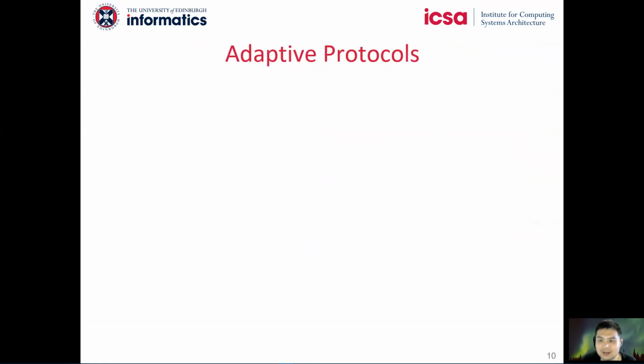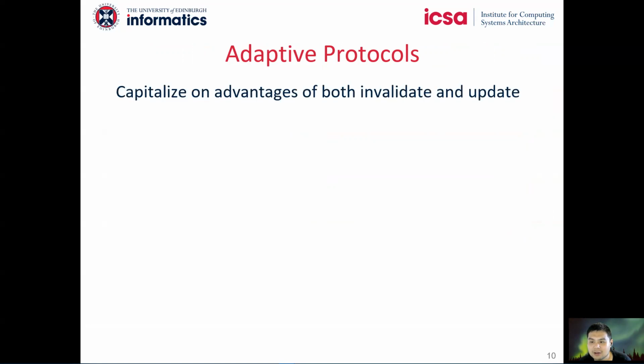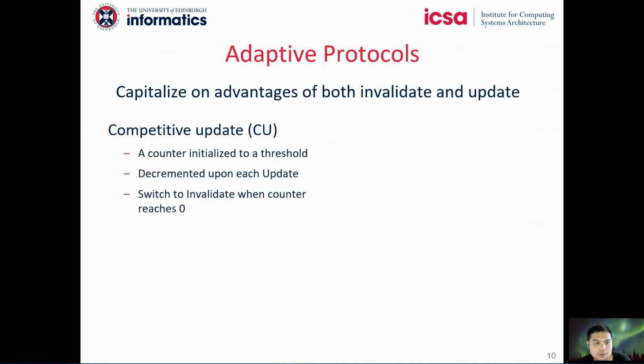So since both invalidate and update protocols are not perfect, there are many proposals about adaptive protocols which combine the advantages of both invalidate and update protocols. And I will introduce 2 of them. The first one is CU, which is competitive update. In CU, there is a counter associated with each cache block and set to a given threshold at the initialization stage. And each time when sending an update, the counter is decremented. And when the counter reaches 0, CU will switch to invalidate rather than update.